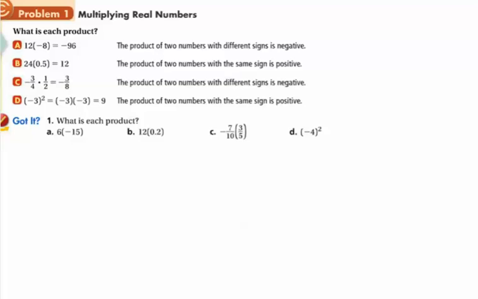Reciprocals are when you multiply two numbers together and their product is 1. You could also call those multiplicative inverses. All right. So if you don't know those, put those in your words to know in your interactive notebook.